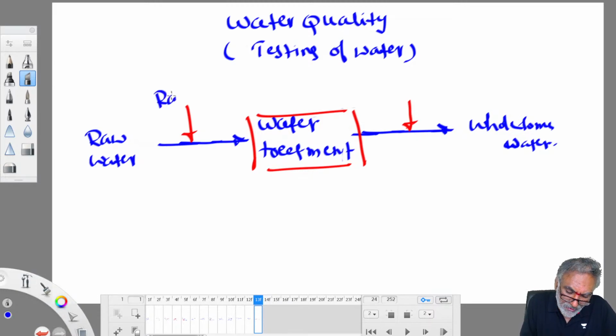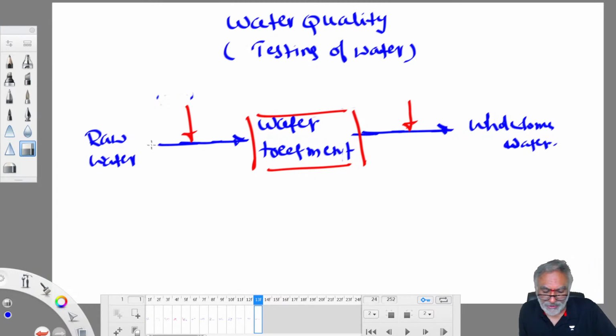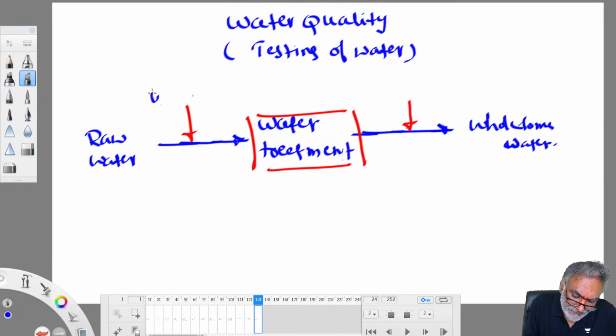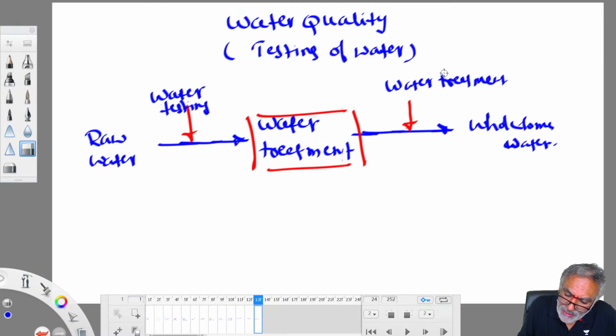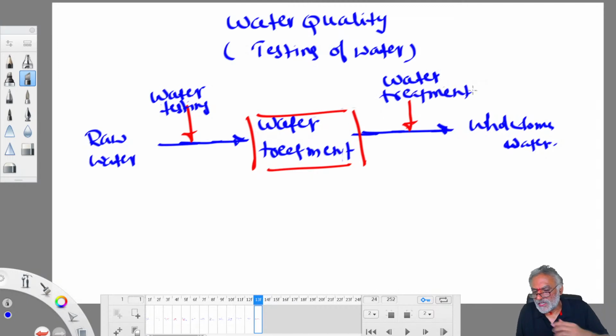Raw water is full of impurities. Before applying treatment we measure raw water quality. Here we conduct testing. Again treated water also we test. For what purpose? To see how much biodegradable matter is still present. So two times we test water, once before treatment and once after treatment, to see how much wholesomeness the water has attained.